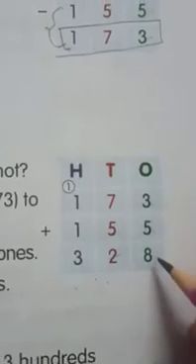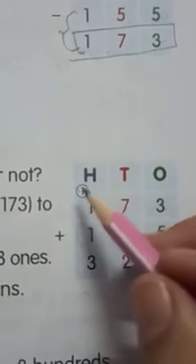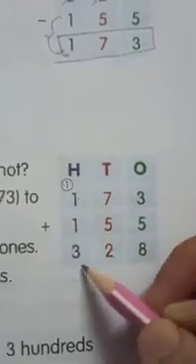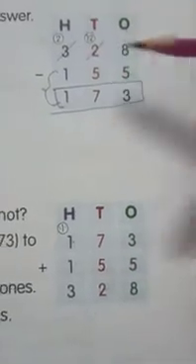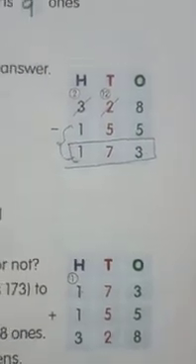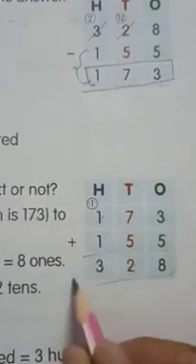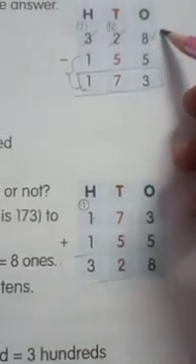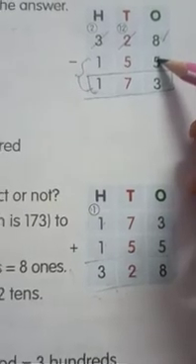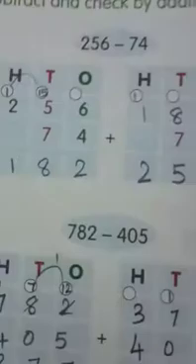3 plus 5 is how much? 8. 7 plus 5 is 12. Write 2 here and 1 as carry to the hundreds place. 1 plus 1 is 2. 2 plus 1 is 3. So we got 328. That means our subtraction was done correctly, as the sum is equal to the number from which the smaller number was subtracted. Okay, so this is checking subtraction by addition.